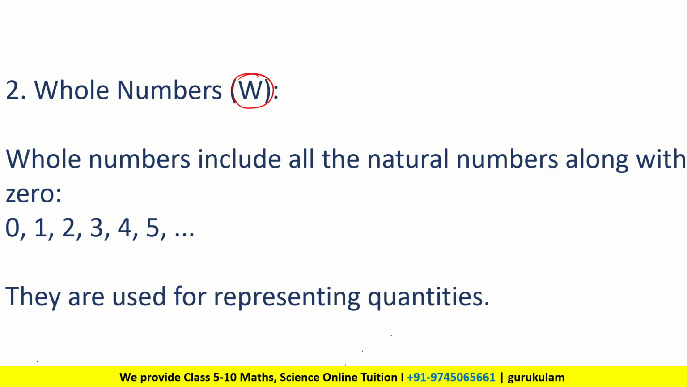And the second one is whole number, and it is represented with capital letter W. Whole number is basically 0 along with the natural numbers. So from 0 to positive infinity is our whole number. They are used for representing quantities. We will be discussing all these things in another video.